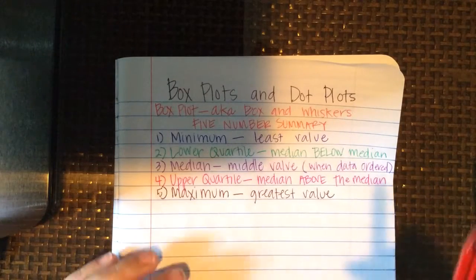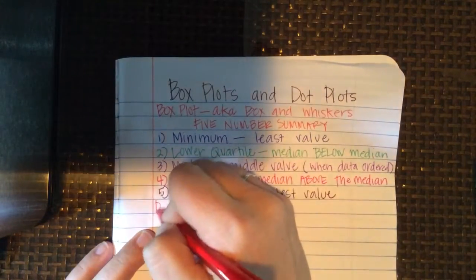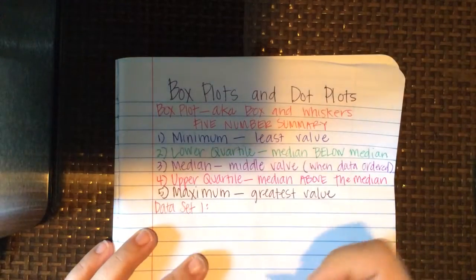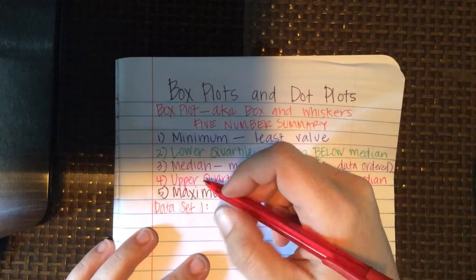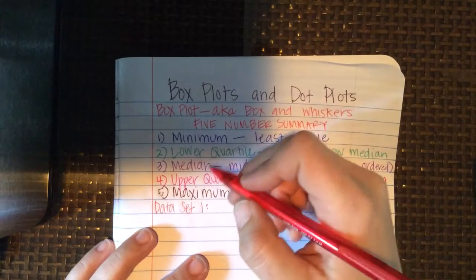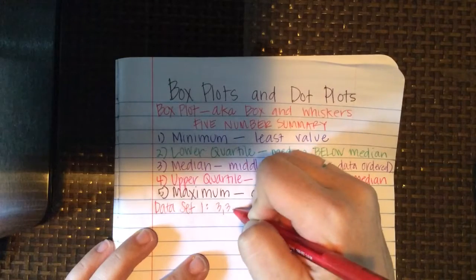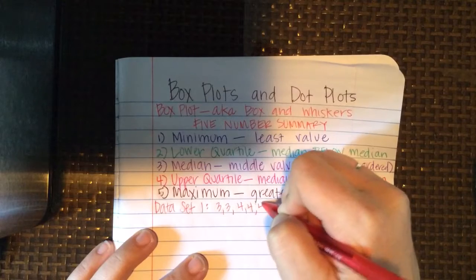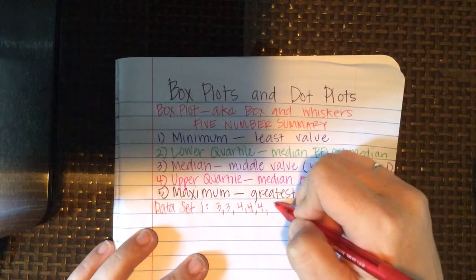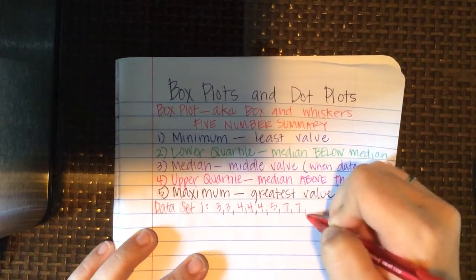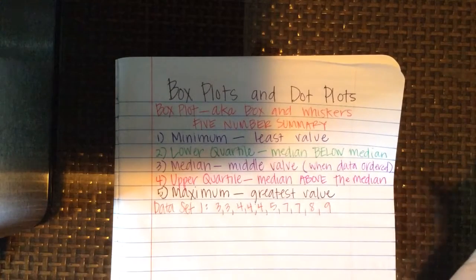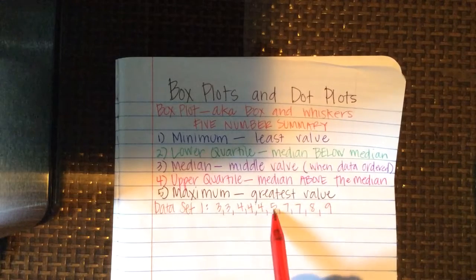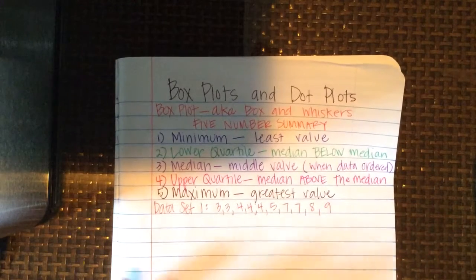So if we have 2 data sets, let's do data set 1. And data set 1, I'll give it to you in order. Let's make life a little bit easier. 3, 3, 4, 4, 4, 5, 7, 7, 8, 9. So that's data set number 1.